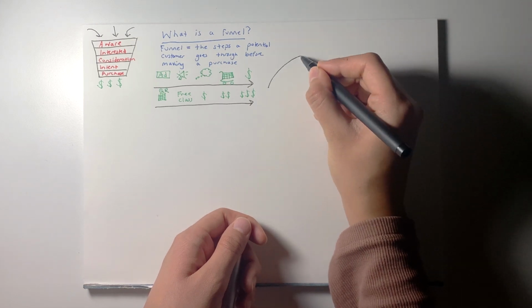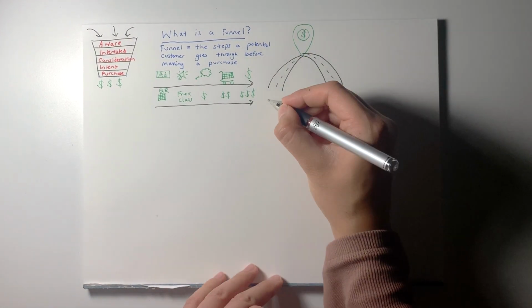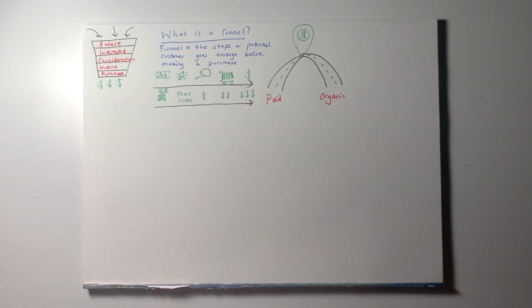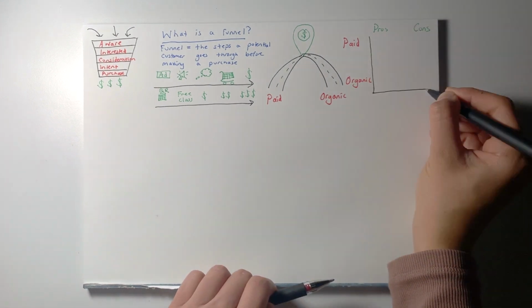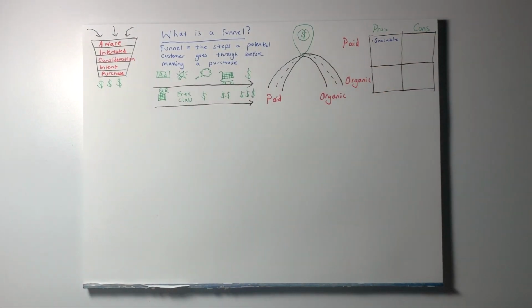Now, there are 2 main types of funnels that can lead people to making a purchase. You've got the paid route and the organic route. Now, both the paid route and the organic route have their pros and cons. One pro of the paid route is that it's scalable. Let me give you an example.